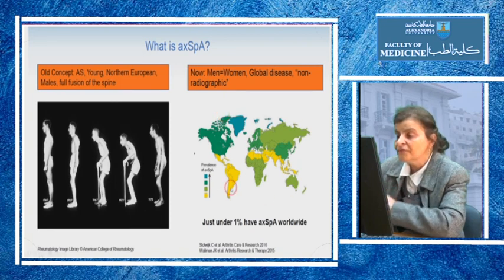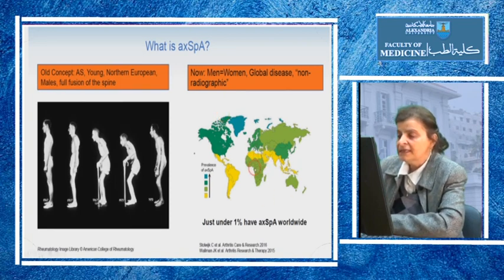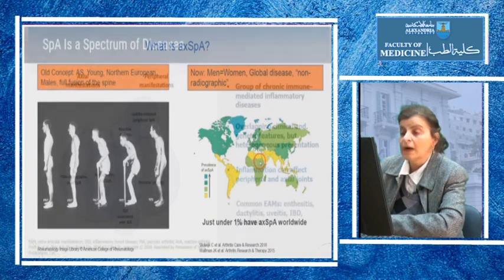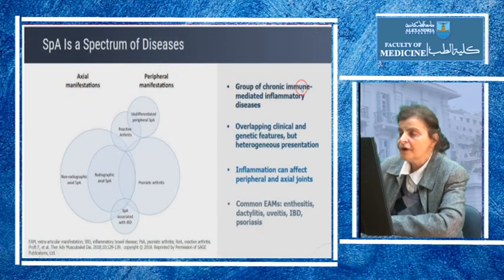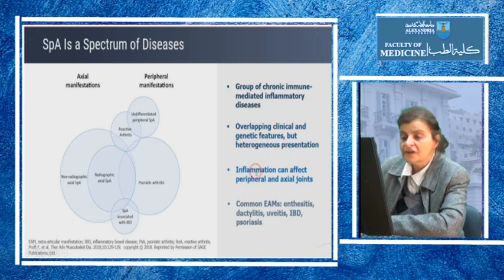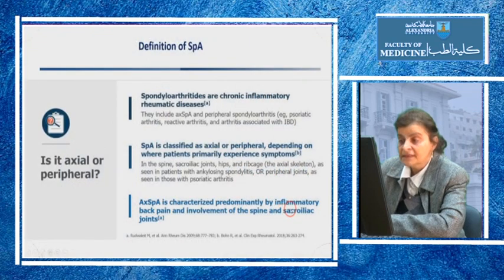And we know that around the world, even in our country here, it is around 1% of the population worldwide. So when you are asked what is SpA, it's a group of chronic immune-mediated inflammatory diseases, with overlapping clinical and genetic features, heterogeneous presentation, inflammation particularly involving the axial spine and or the peripheral joints as well, and it is associated with many extra-articular manifestations as well, as we'll see in a minute.